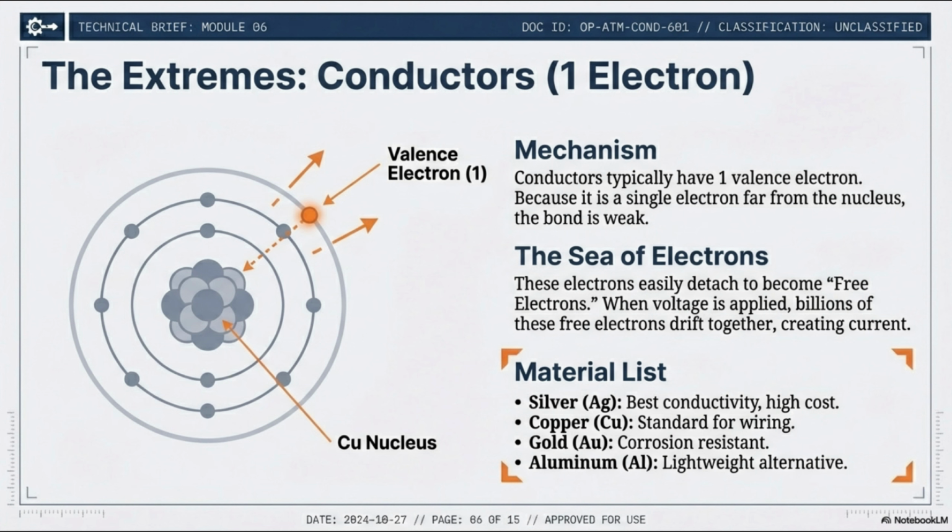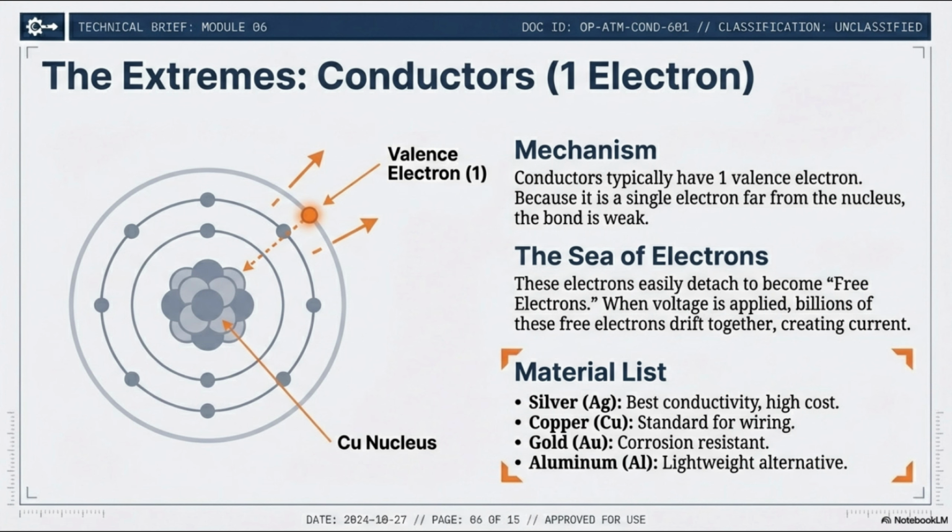So the sea of electrons, these electrons easily detach to become the free electrons, as we just mentioned. When voltage is applied, billions of these free electrons drift together, creating the currents. As you guys remember, the very important subject that can actually make current is the electron. The proton and neutron are so tight in the nucleus part of the atom, so they can't move. But electrons can move easily if you're talking about the conductors and semiconductors.